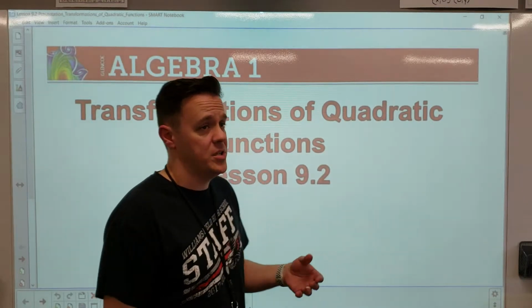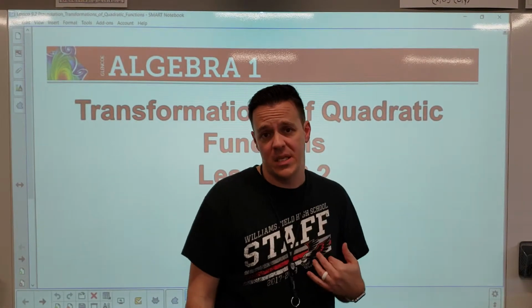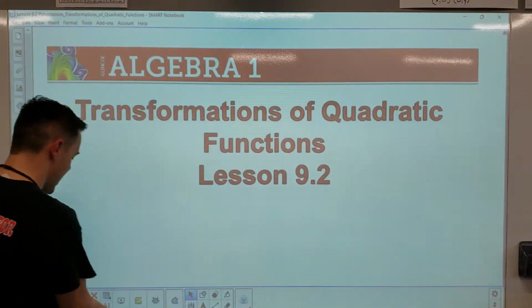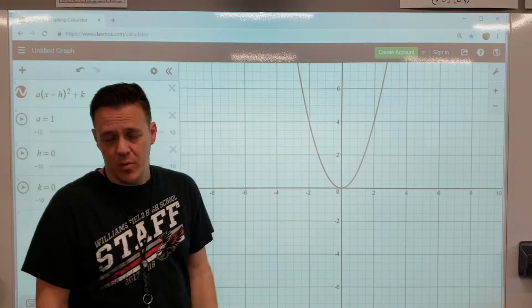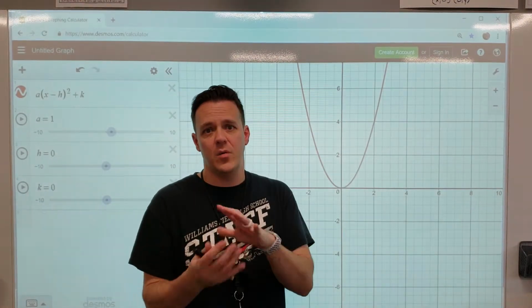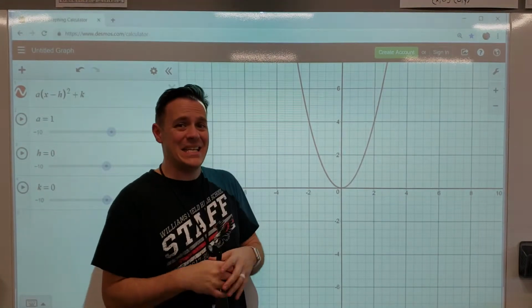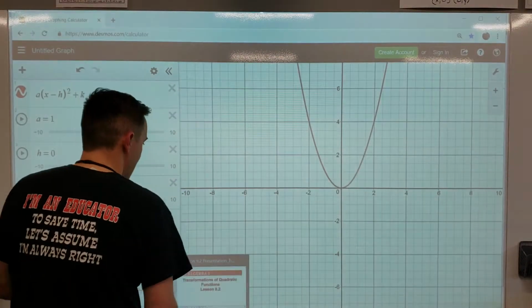This is lesson 9.2. We're going to talk a lot about transformations of quadratic functions today, okay? Transforming it means taking a parent function, which is x squared, which looks like this, and we're going to move it all around, flip it, and do all sorts of things with it. But what we want to make sure you understand is how to transform it and what the little pieces mean as we go forward.